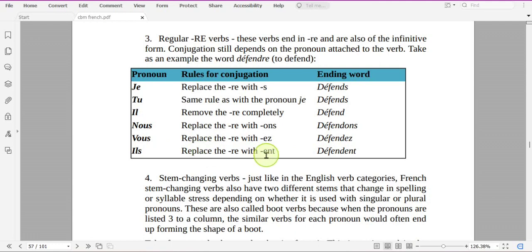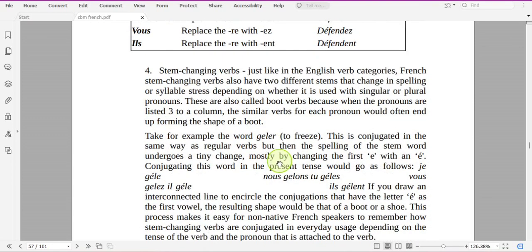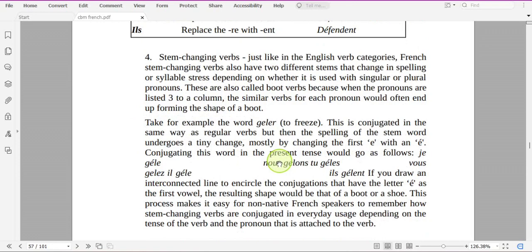Yes, it's very similar. The RE verbs are similar to the AR verbs. Now the problem you might have is the IR verbs, okay? So try to understand the IR verbs conjugation. For il, replace the RE with ENT. But the ENT will never be pronounced though. Il défend. Okay?